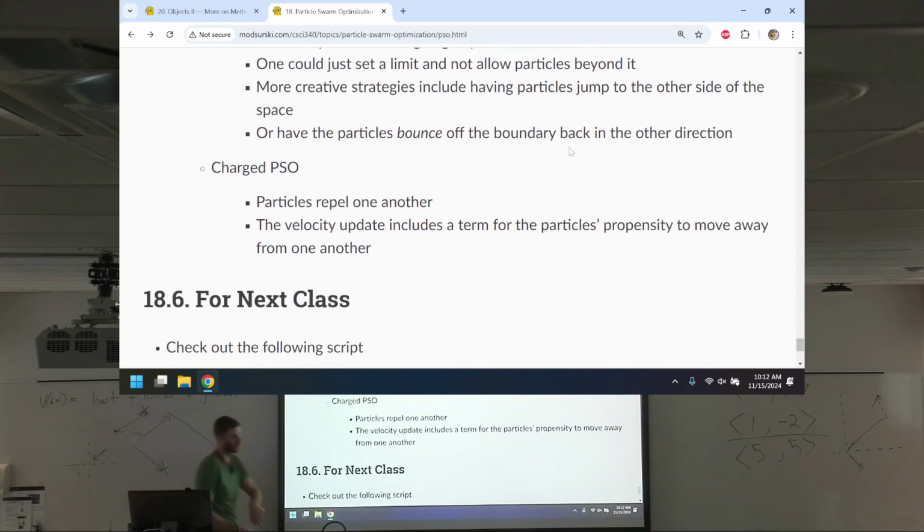Charged PSO is a pretty cool one, where the particles actually avoid each other. They want to go towards the best position they found, and towards the best position anybody's found, but they don't want to get too close to any other particle. So we keep our distance, right? I have a propensity to move towards the best things I know of and I've been told of, while also having a propensity to move away from other people. Which is weird, right? They seem like they counteract each other, but in practice it works pretty well, and you can probably figure out why.